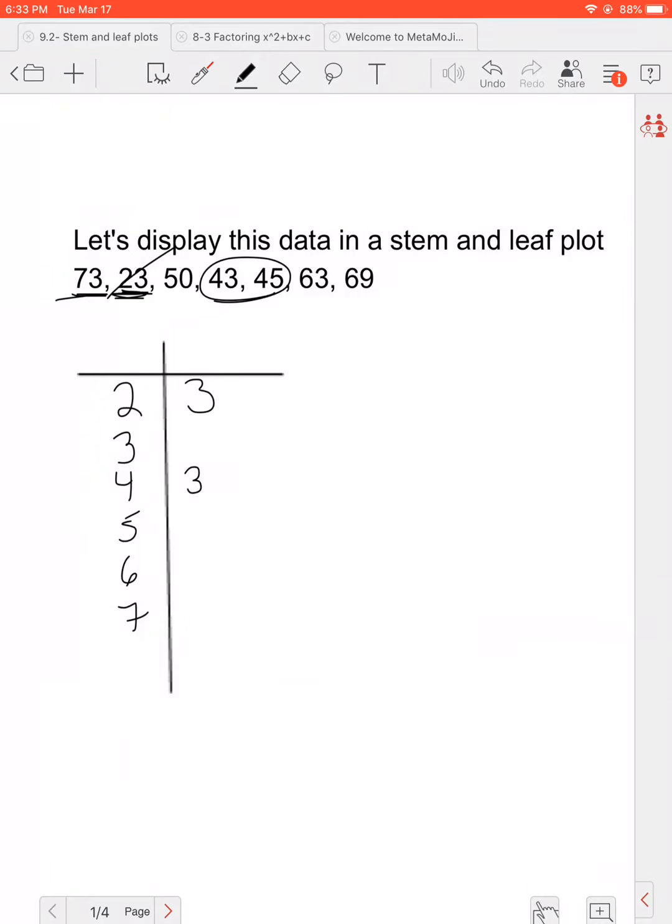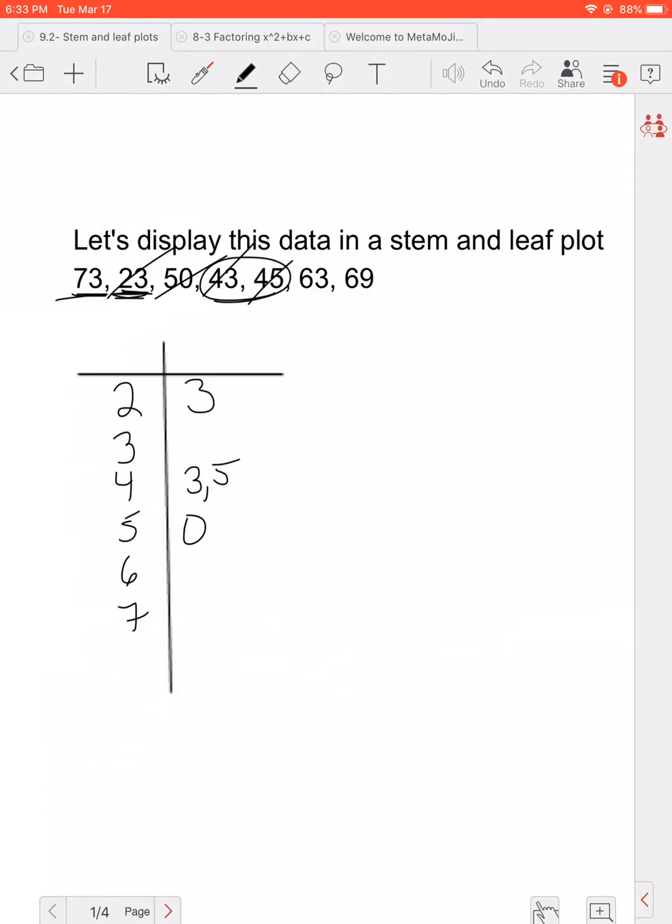Now I'm going to write this in order. Okay, I'm not going to write the 5 first here, okay? We're going to write them in order, so if we have to find the mean, median, mode, things like that, it's already in order for us. So we took care of the 43 and 45. 50 just has a 0 here.